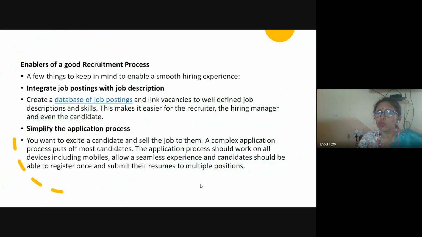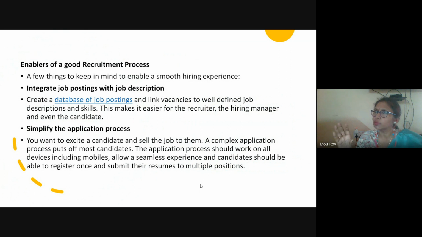This makes it very clear and easier for the recruiter, the hiring manager, and even the candidate. When the candidate applies for a particular position, he just has to go through the checklist. This is the qualification required, he has this. This is the minimum experience required. For a senior level position, it is further mentioned that you need to have experience as an executive for 5 years. Then only you can apply for the senior level position in an organization.